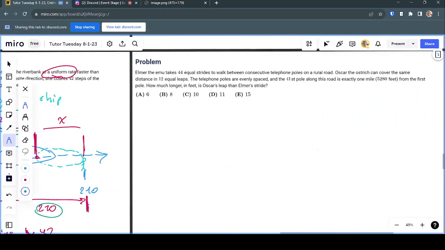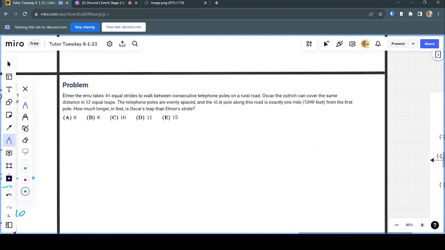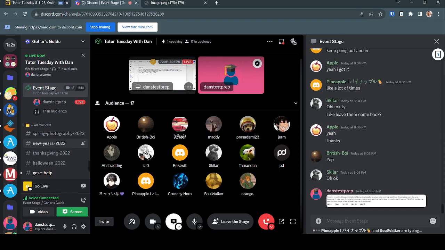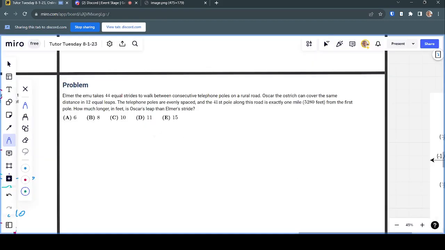Awesome. I think we have one more AMC math problem. Let me paste it in the chat for people who can't see the screen. Elmer the emu takes 44 equal strides to walk between consecutive telephone poles on a rural road. Oscar the ostrich can cover the same distance in 12 equal leaps. The telephone poles are evenly spaced and the 41st pole along this road is exactly 1 mile from the first pole. How much longer in feet is Oscar's leap than Elmer's stride?